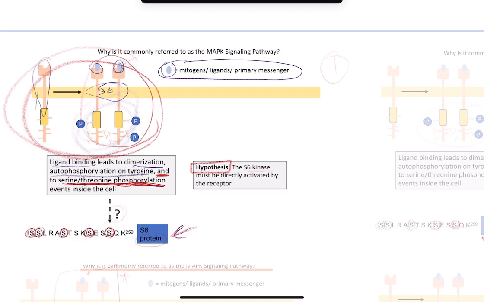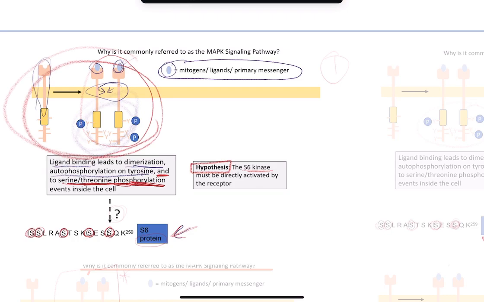Well, okay, they said the S6 kinase must be directly activated by the receptor. Does that make sense? No, of course that doesn't make sense. Because if it was directly activated by the receptor, we know the receptor is a tyrosine kinase.